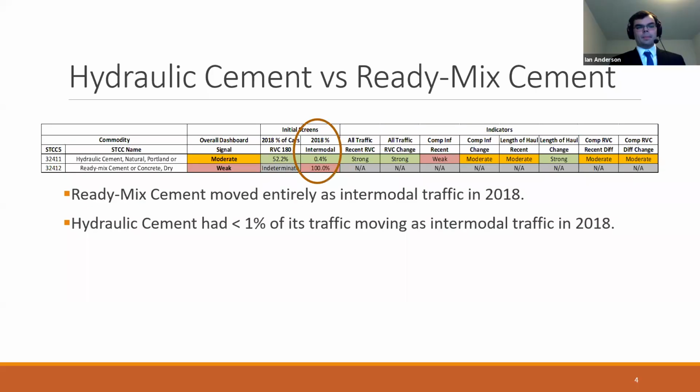As an initial matter, the new approach is designed to increase the granularity of the commodity analysis. For example, instead of looking at cement at the 4-digit STCC level, the approach considers cement at the 5-digit STCC code level, where there are in fact 2 distinct commodities: hydraulic cement and ready mix cement. The overwhelming majority of this is hydraulic cement, but as we looked at the data at the 5-digit STCC level, we noticed that ready mix cement often moves in intermodal containers.